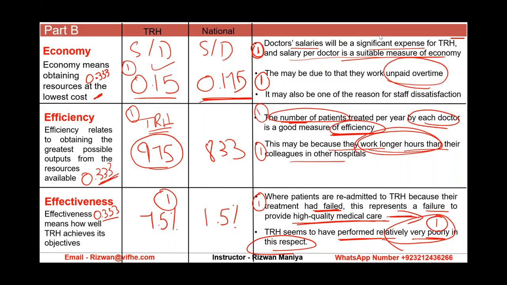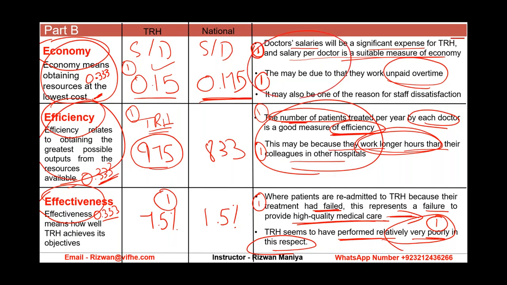in 3 headings: economy 1 heading, efficiency 1 heading, and effectiveness 1 heading, and just write these all in paragraphs and do the workings above first. Did you get my point, my friends?